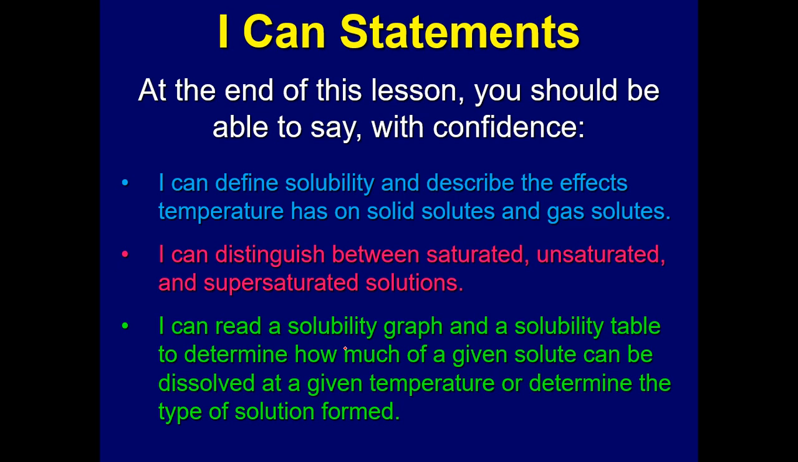I can read a solubility graph and a solubility table to determine how much of a given solute can be dissolved at a given temperature or determine the type of solution formed. Remember how to read a solubility graph: any point along the line is a saturated solution. If the point is below the line, it's unsaturated. If it's above the line, it is supersaturated. On a table, the amount given at that temperature is a saturated amount. Any amount less than that would be an unsaturated solution, and any amount more than that would be a supersaturated solution. Hopefully that helps, because that is the end.